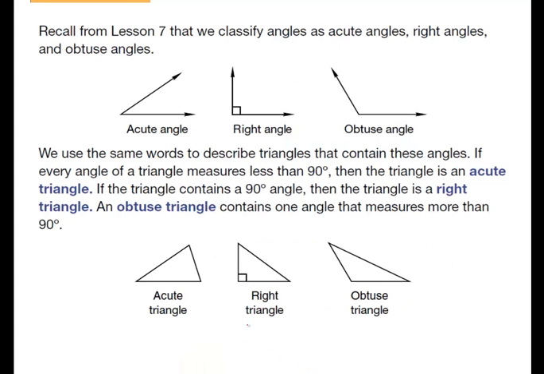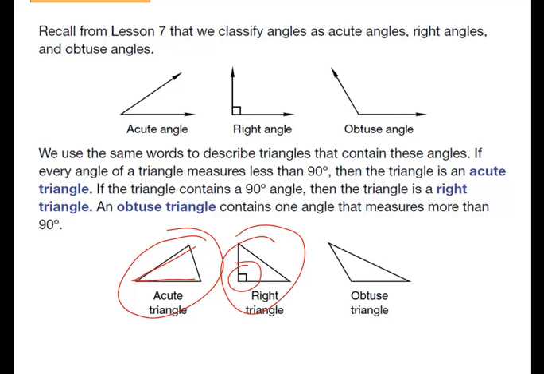All right, so you recall from lesson 7 that we classify angles as acute, right, or obtuse angles. We use the same words to describe triangles. So when we classify triangles, we do it the same way. We have an acute triangle because it has an acute angle in it, right here. We have a right triangle because it has a right angle right there, and we have an obtuse triangle because there's an obtuse angle right there.